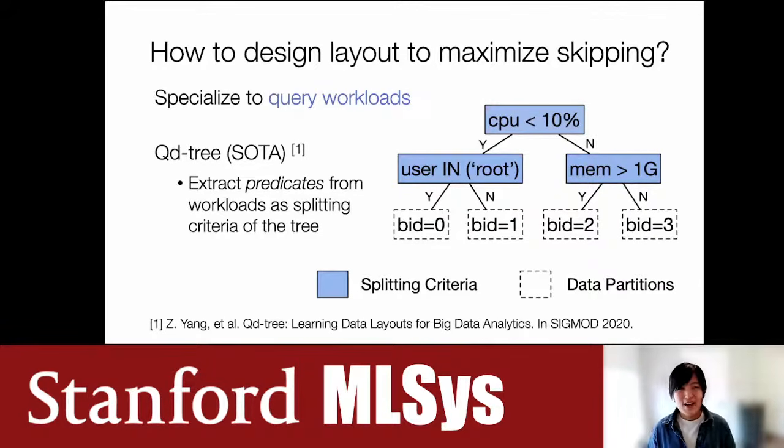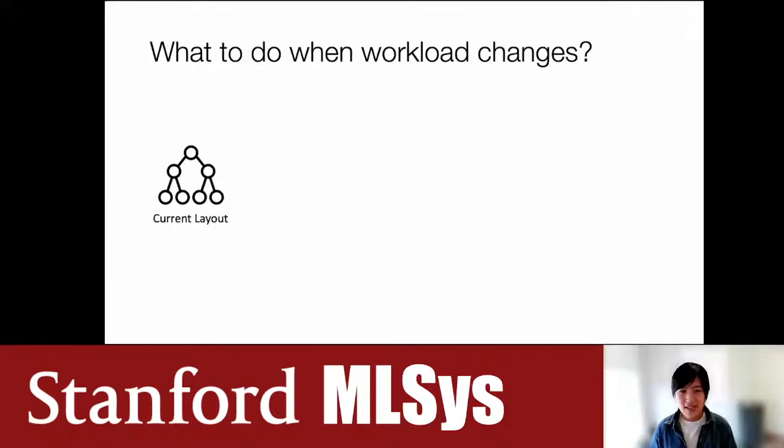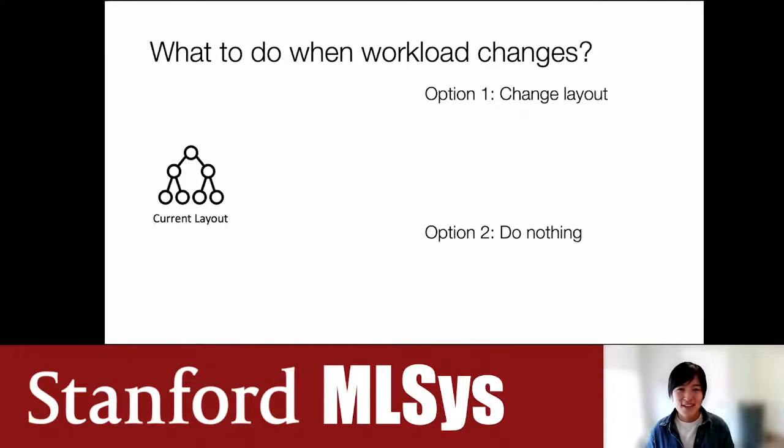But as you can imagine, if you really specialize a design to some target workload, similar to the overfitting problem in ML, if the target workload shifts, your design will also experience significant performance degradation. So what should data analytic systems do when the target workload changes? There are essentially two options. One is that you can change your design to adapt to the new changes. The other is to do nothing.